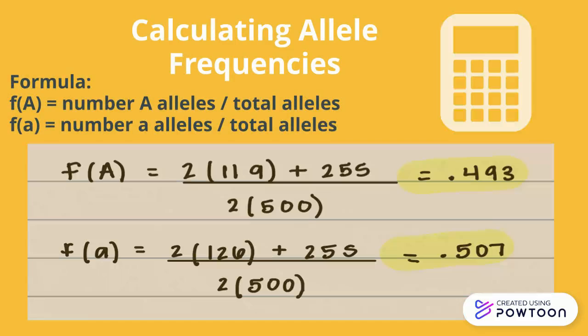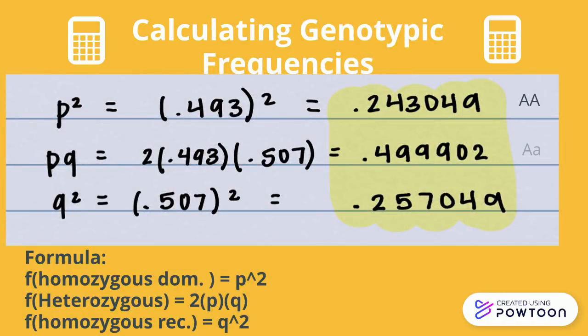To calculate allele frequency, you do the number of the allele you are interested in over the total number of alleles. The calculation for our population is shown on the slide. You calculate the genotype frequencies for the population with the formula shown on the slide. Here are the calculations for the genotype frequency of our iguana population.